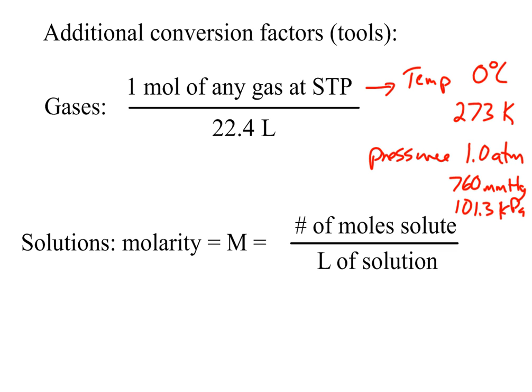The other one is in solutions, and we've dealt with this before in the lab. Molarity tells you the number of moles of solute per liter of solution. So again, this could get you from a volume of a solution to the number of moles of the solute that you have present. So again, moles is kind of our central hub, and so we go back and forth from that. So a couple more problems here.